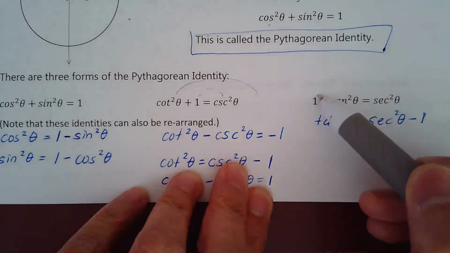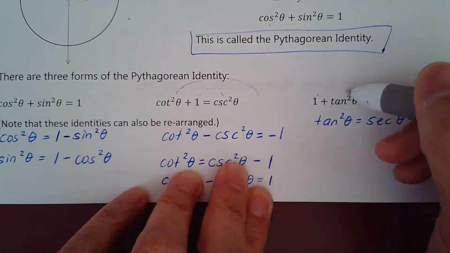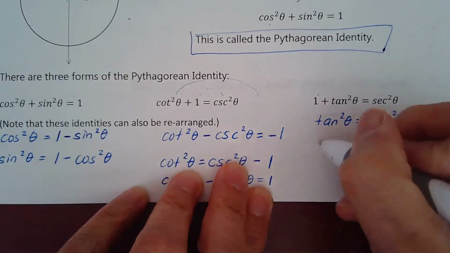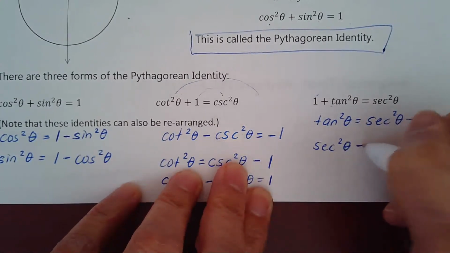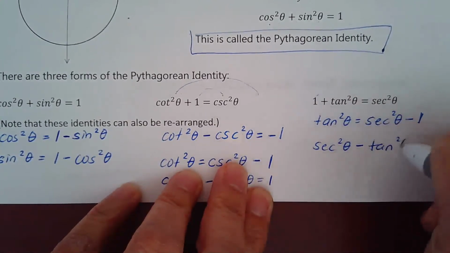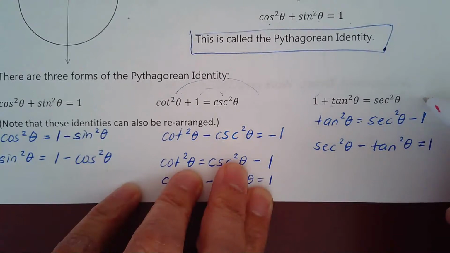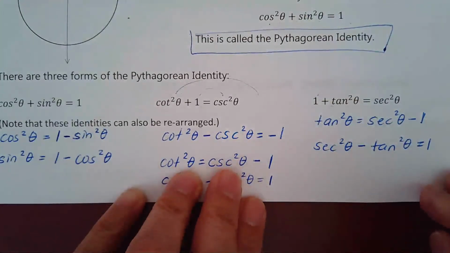Now, the other possibility is having the 1 by itself. So how can we have the 1 by itself? If I take this to the other side of the equation and then leave that one right there, I can go secant squared theta minus tan squared theta equals 1. If I take this to the other side, it's going to be a negative tan squared theta, and then I have the 1 on one side.